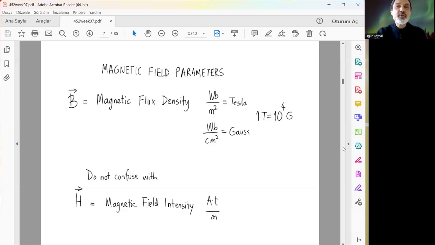Let's remember something about general aspects of magnetic fields. We do have two kinds: magnetic flux density and magnetic field intensity. B, in units of Tesla, comes from the magnetic flux density, and H is related to the magnetic field intensity. So please do not confuse them. Usually the B field is our first focused magnetic field parameter in MRI systems.